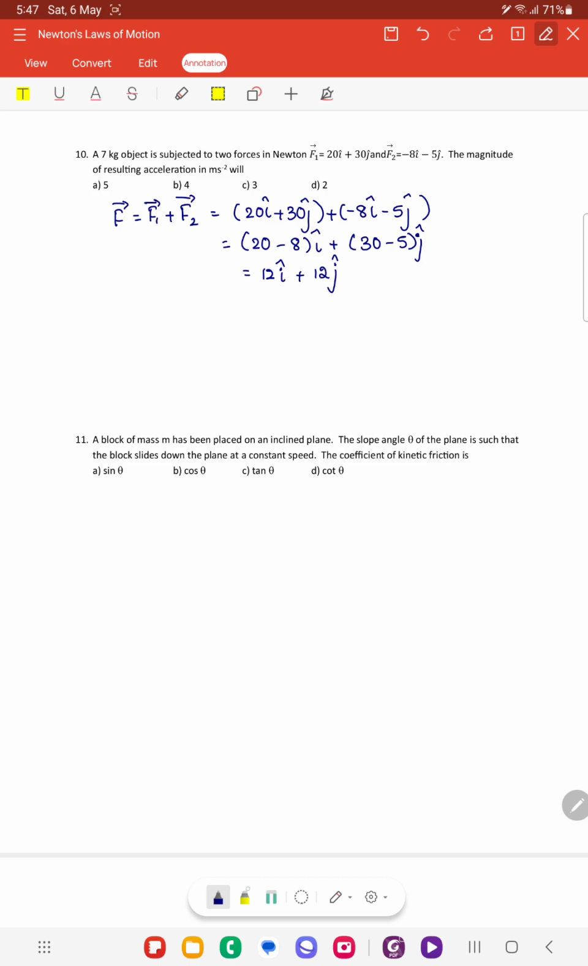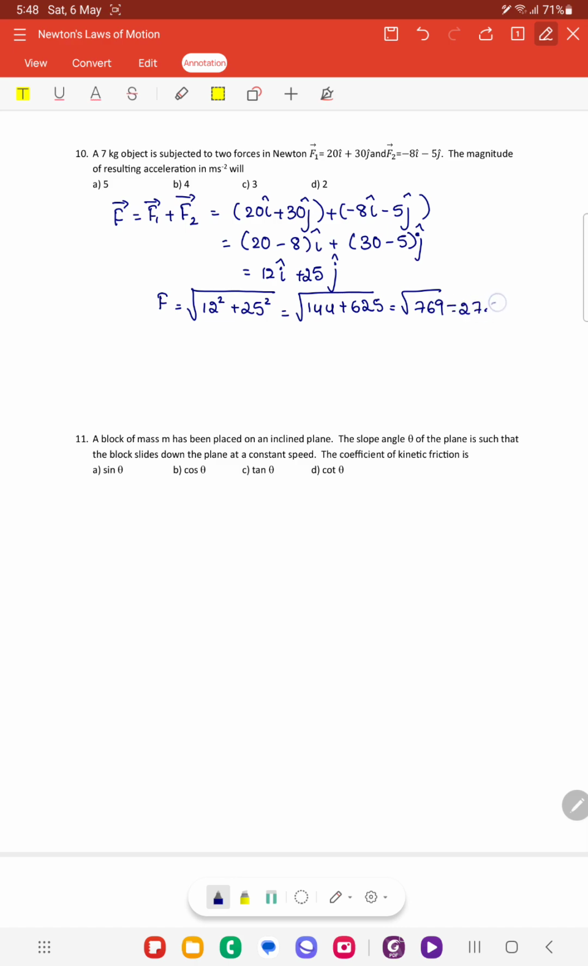So this is 25 j cap. So when we take the magnitude of the force, F is given by square root of 12 square plus 25 square, that is square root of 144 plus 625, which is root of 769, which is 27.7 Newton. So we have F here.